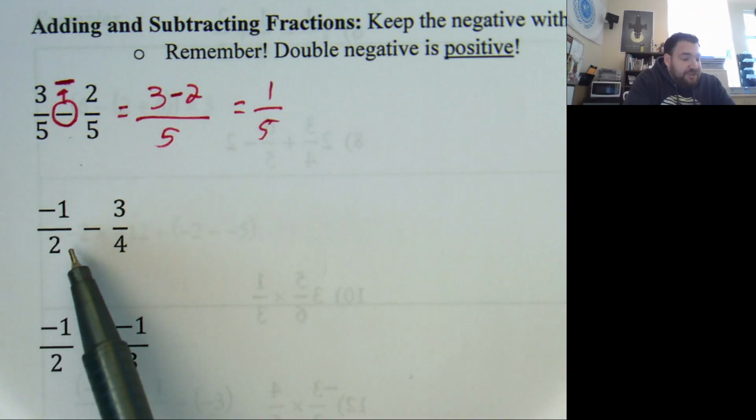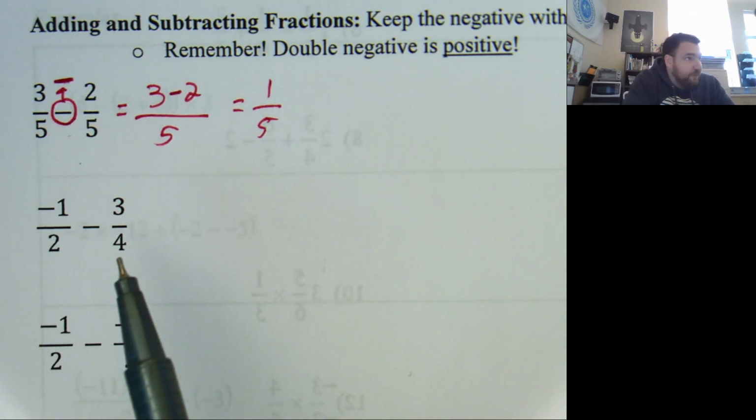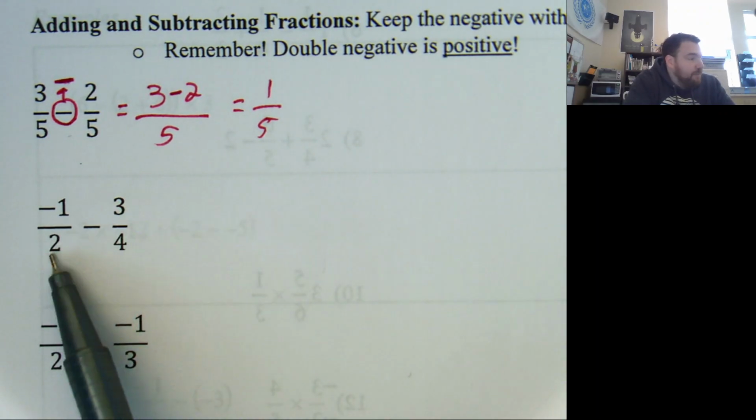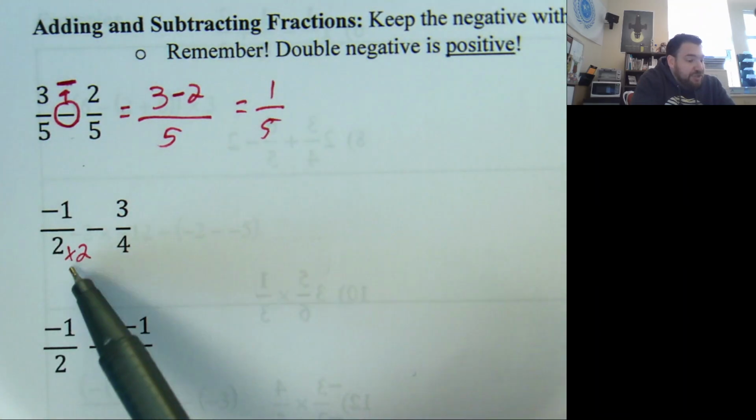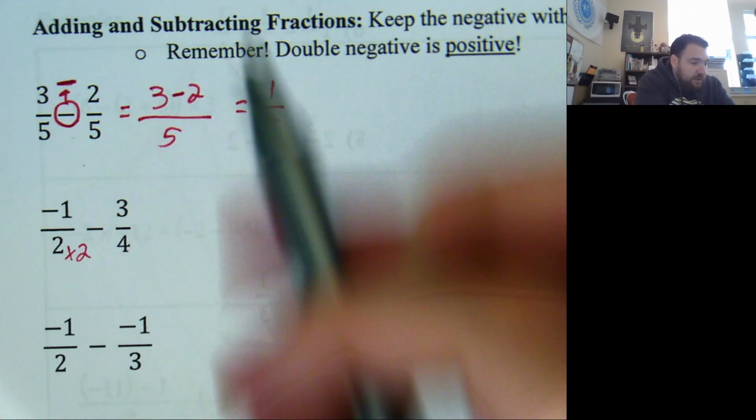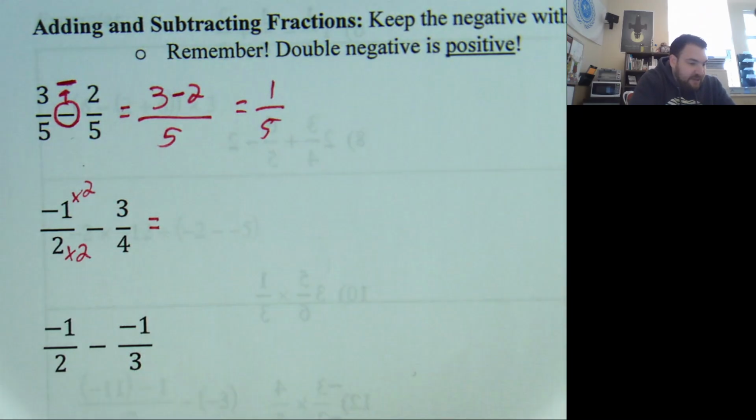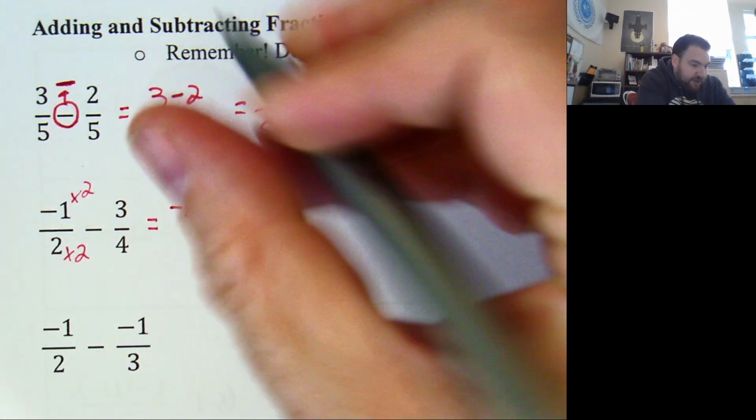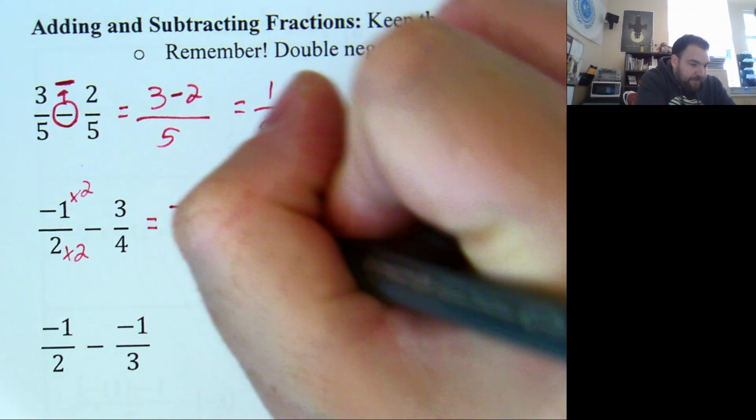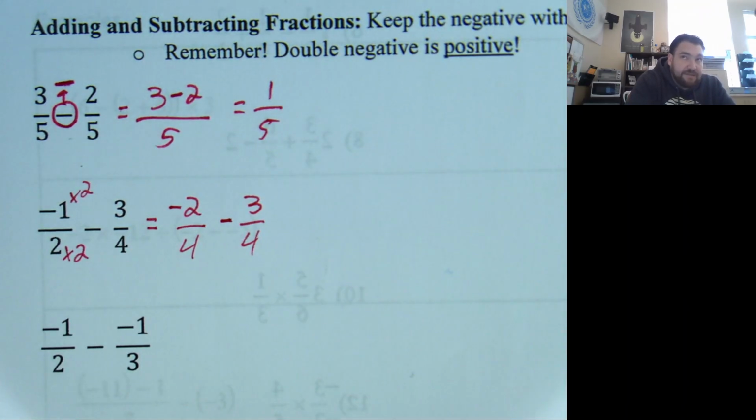We need a common denominator. What's a number that 2 and 4 both go into? Someone said 4. They both go into 4. You betcha. What do I multiply 2 by to get to 4? 2. Thank you. Multiply by 2 here, and whatever I do to the denominator, I do to the numerator. So negative 1 times 2 is also going to happen here. What I'm going to get is this. Negative 1 times 2 is negative 2, good. 2 times 2 is 4, minus the 3 over 4 stays the way it is.